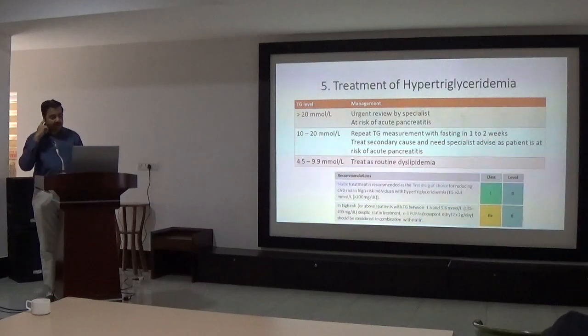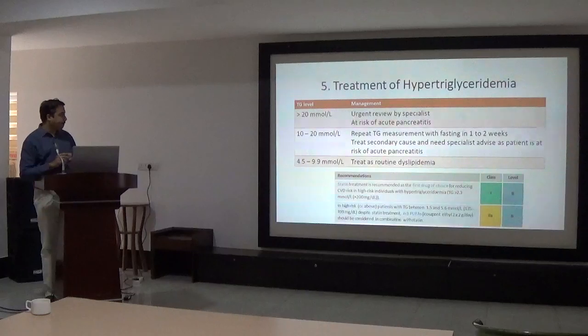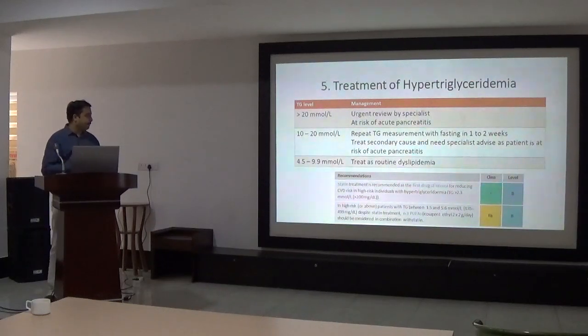Again, in all guidelines, the first drug of choice is statin. If the target cannot be achieved, icosapent ethyl can be added in certain patients, but in combination with a statin, not alone. Most of the time, when it comes to pancreatitis, triglycerides are more than 400.